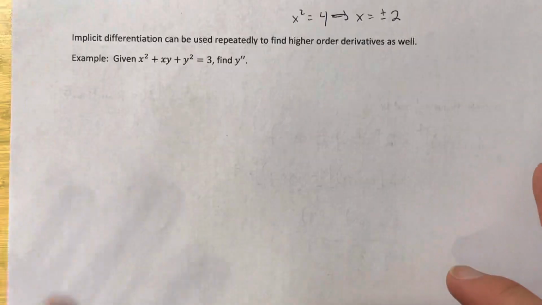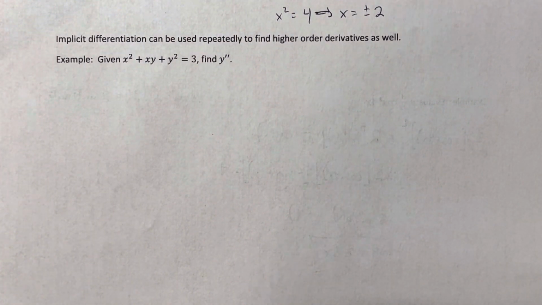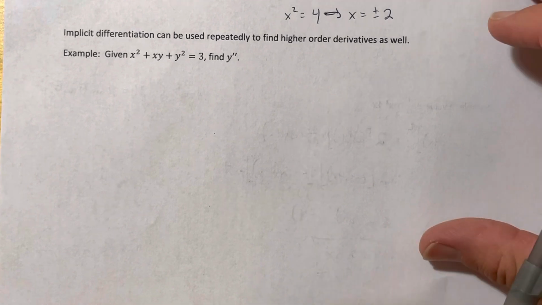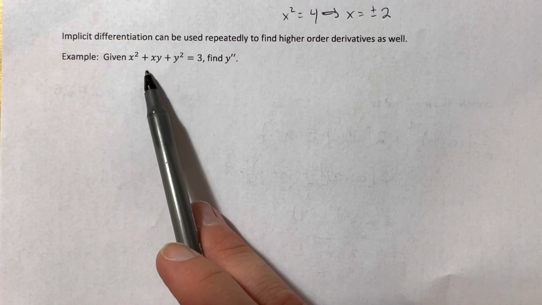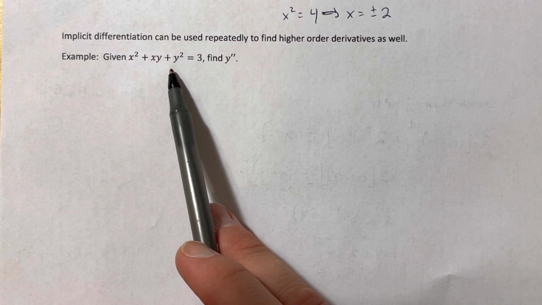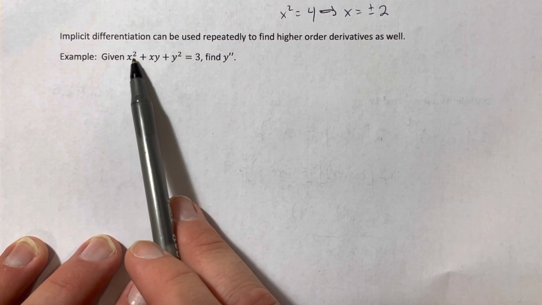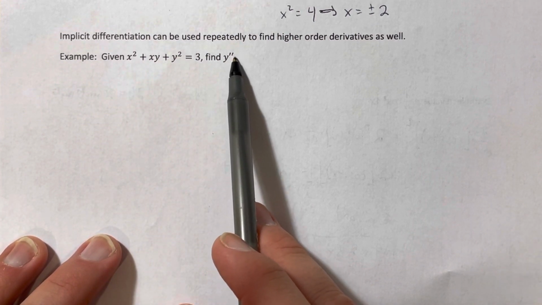Let's go ahead and do one last problem before we wrap this section up. So far, the implicit differentiation we've been doing has been a means of finding dy/dx, so finding the derivative of some function with respect to x, where that function has been given to us implicitly. What I want to do here is show that I can find the second derivative of a function using implicit differentiation as well. So in order to do that, we've got x squared plus xy plus y squared equals 3. And our goal here is to find y double prime.